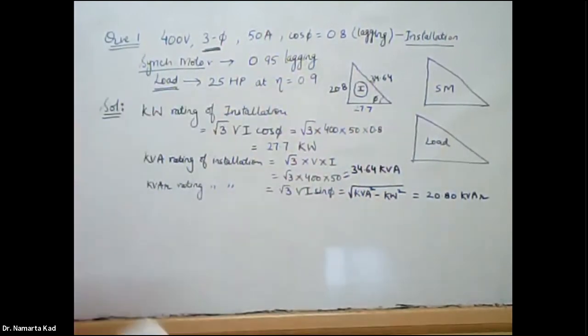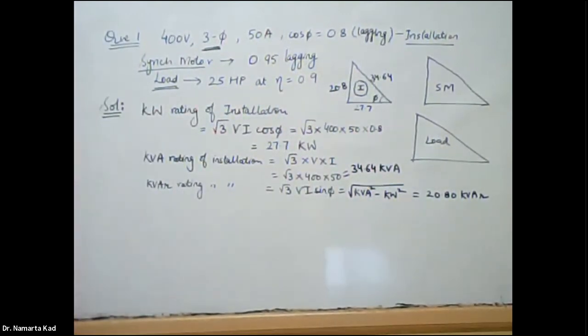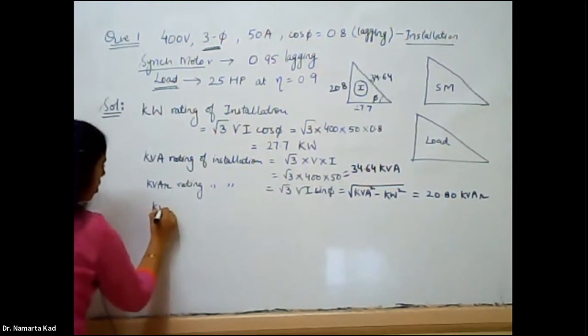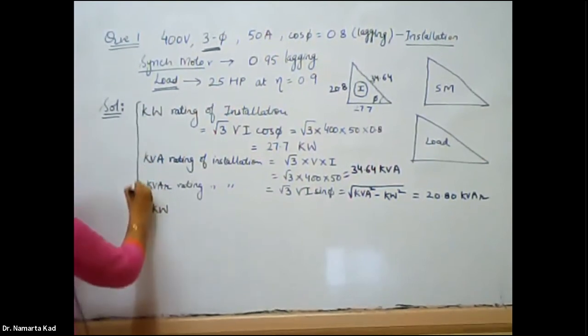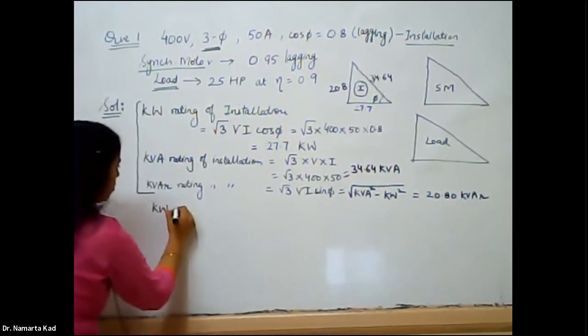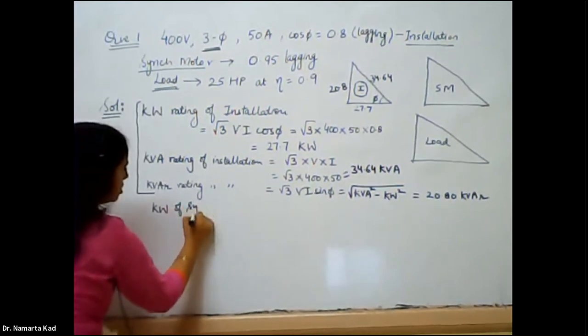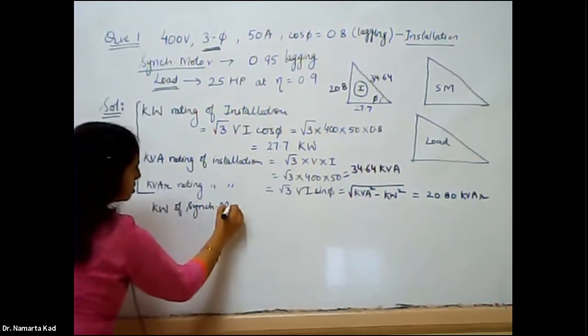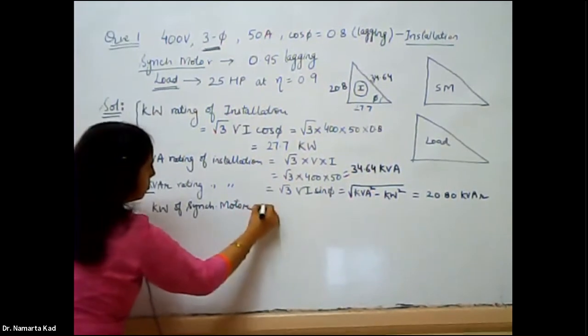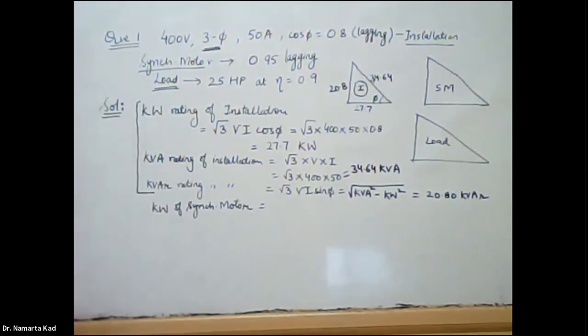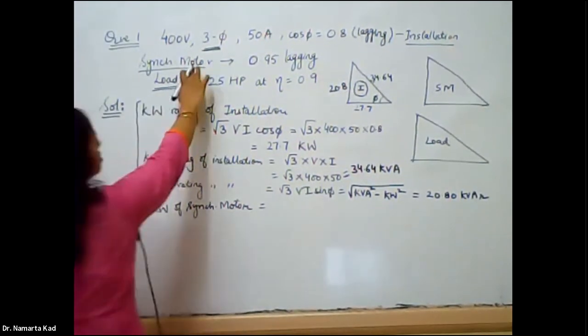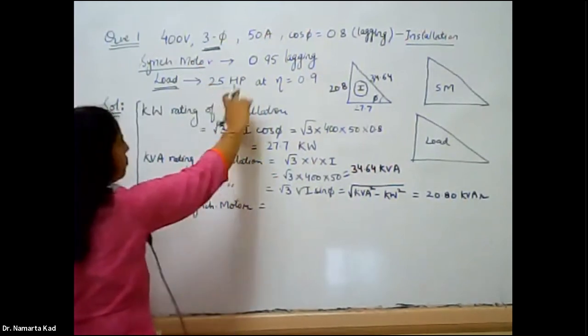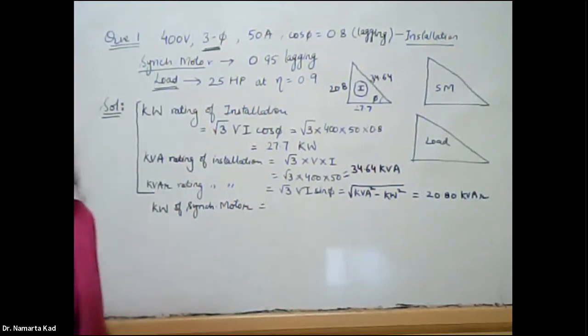Okay, now let's start with the kilowatt input to the synchronous motor. Okay, kilowatt. This one is for the installation. Now kilowatt of synchronous motor. Okay, and one thing is the synchronous motor has to derive 25 horsepower load at an efficiency of 0.9.